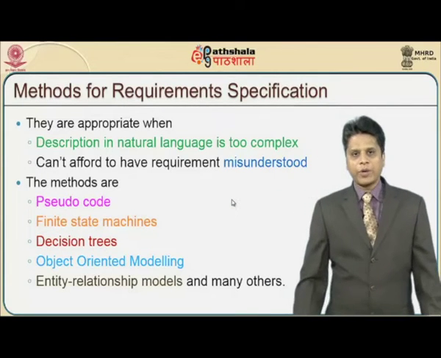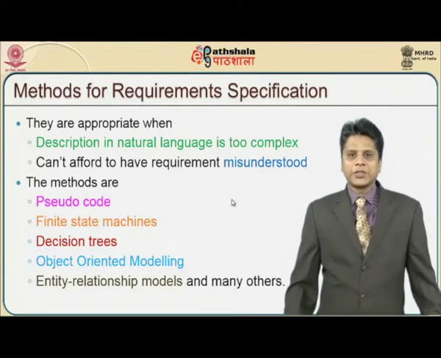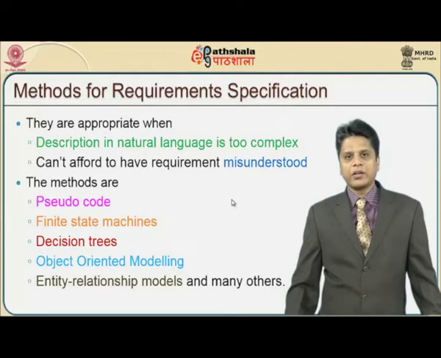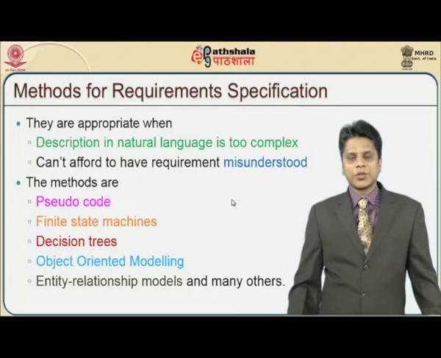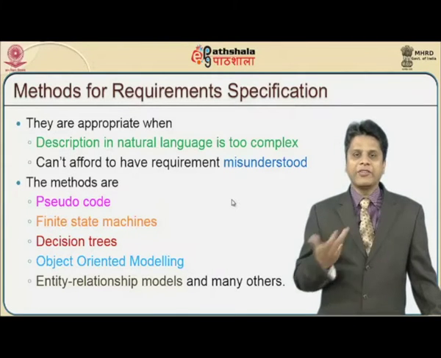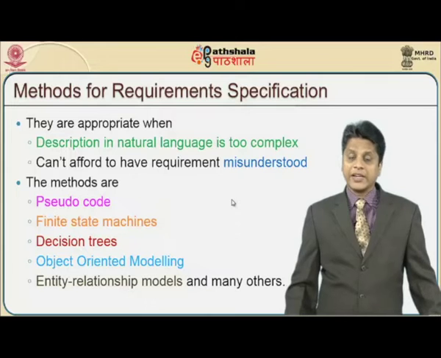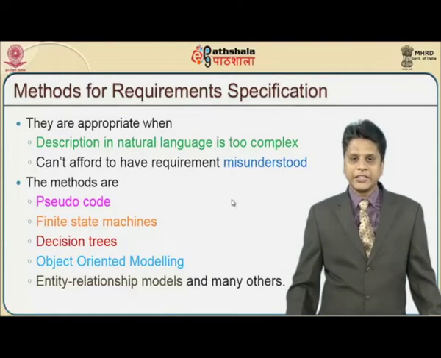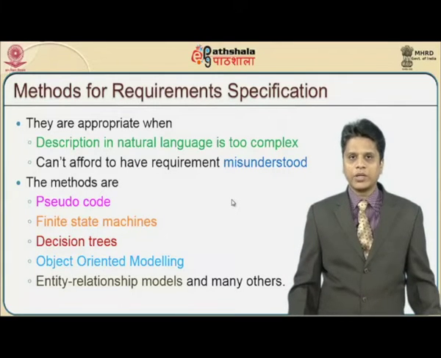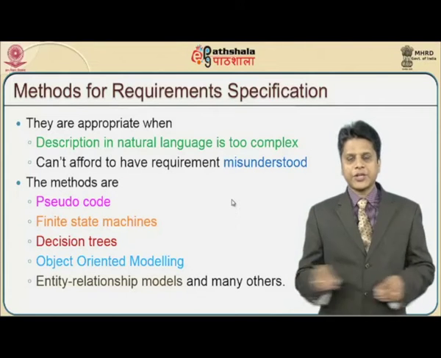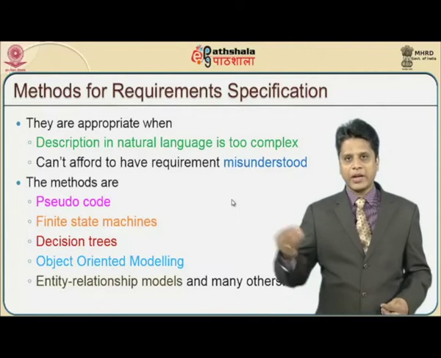Some of the methods for requirement specification include the following. This requirement specification will be appropriate when the description is in natural language, is not too complex, and cannot afford to have requirements that are misunderstood. Methods like pseudocode, finite state machines, decision trees, object oriented modeling, entity relationship models, and many other methodologies give stakeholders a clear understanding of what is to be developed. We can just sketch a diagram, making ourselves comfortable in understanding those requirements.